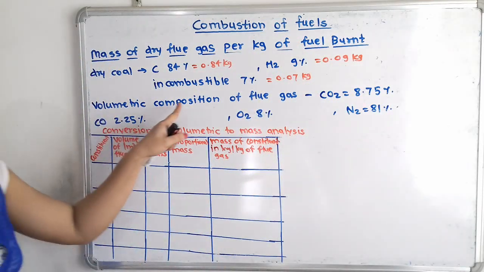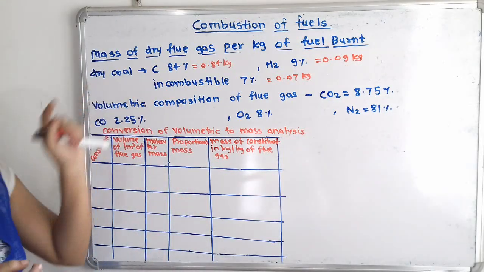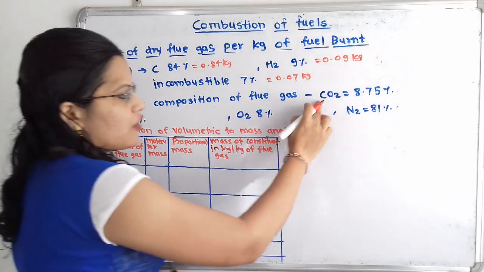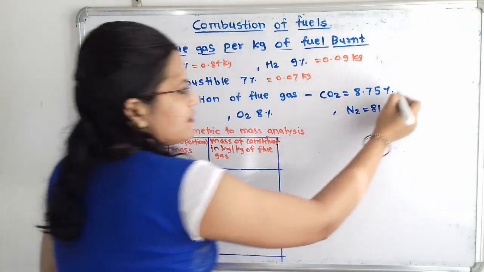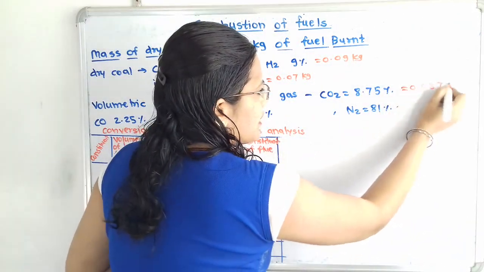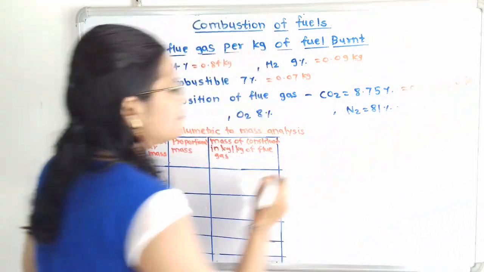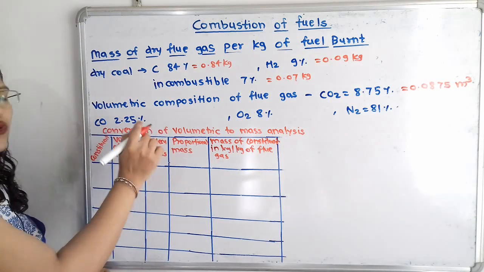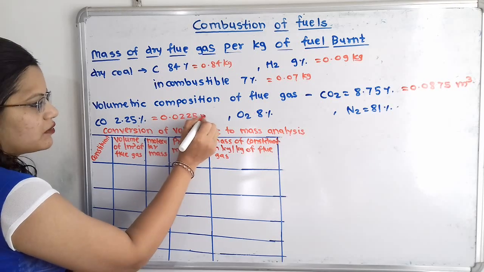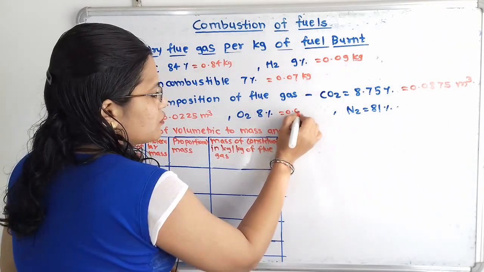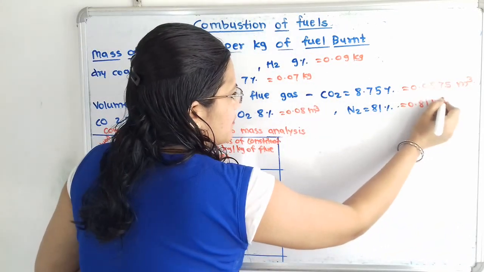Now the volumetric composition of flue gas is also given. So if we observe, this is the volumetric composition. Carbon dioxide 8.75%, so 8.75 divided by 100 is equal to 0.0875. Now what is the unit? Because it is a volumetric composition we have to give the unit here, that is meter cube. Then carbon monoxide 2.25%, so 0.0225 meter cube. Then oxygen is 8%, 0.08 meter cube, and nitrogen is 81%, 0.81 meter cube.